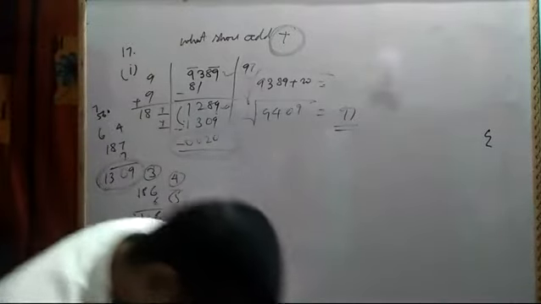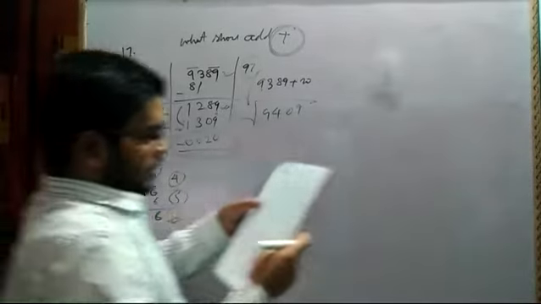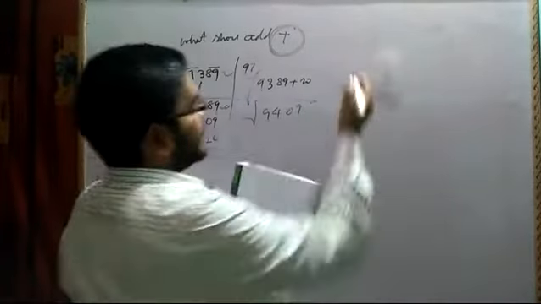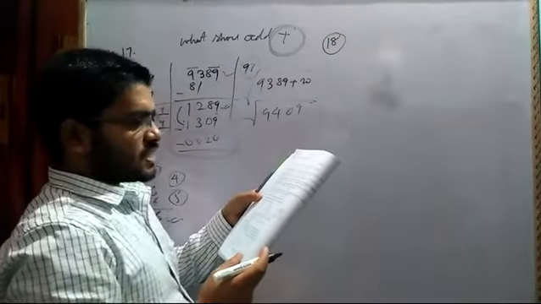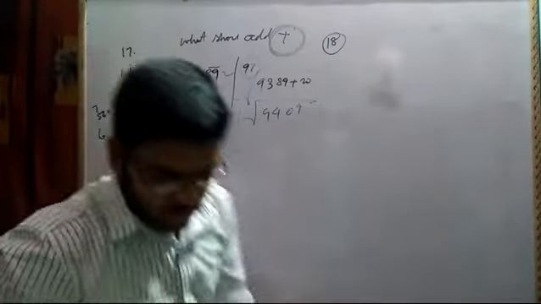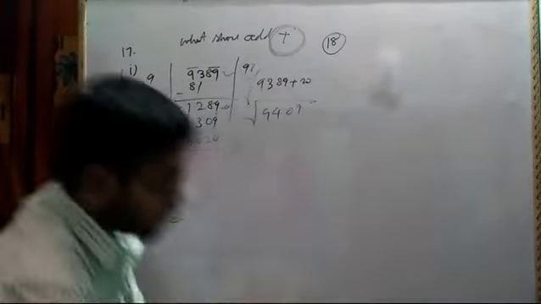Now I will be moving on to question number 18. Question number 18 says: find the greatest 6-digit number which is a perfect square. The greatest 6-digit number which is a perfect square.